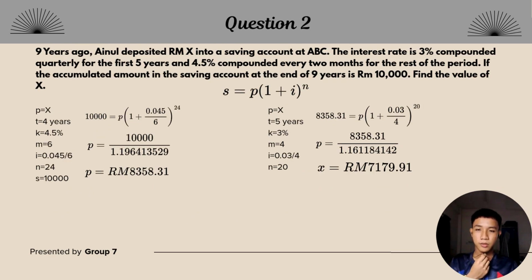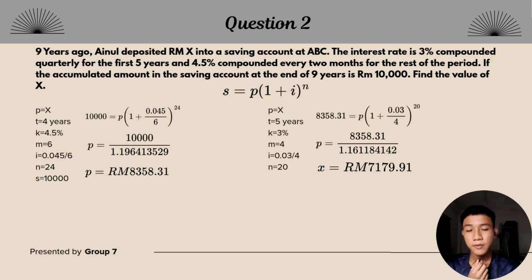Alright, moving on to question 2. At first, let's read the question. 9 years ago, I deposited RMX into a saving account at ABC. The interest rate is 3% compounded quarterly for the first 5 years and 4.5% compounded every 2 months for the rest of the period. If the accumulated amount in the saving account at the end of 9 years is RM10,000, find the value of X.